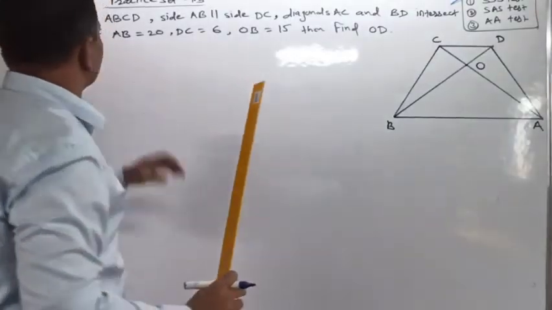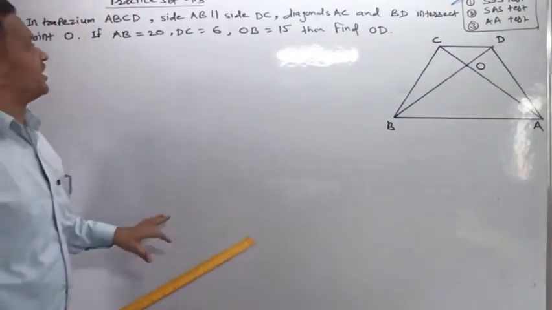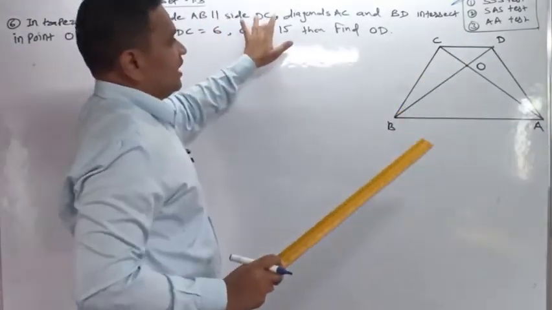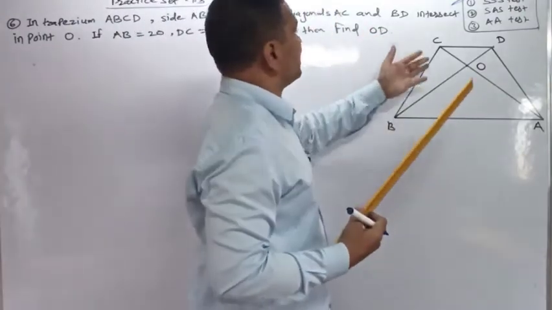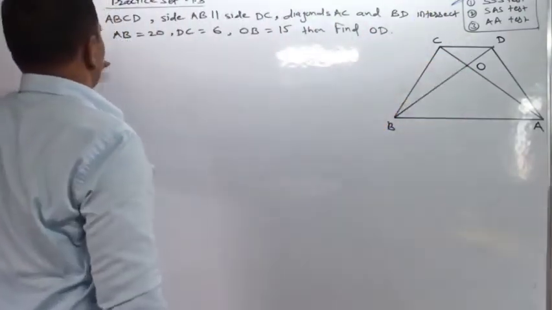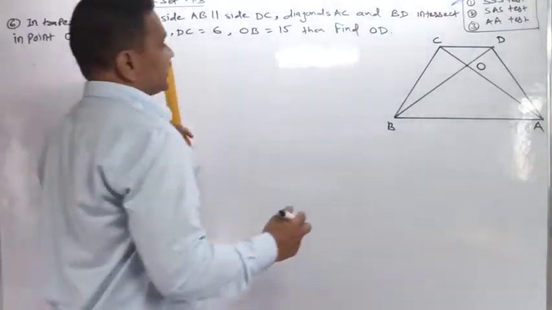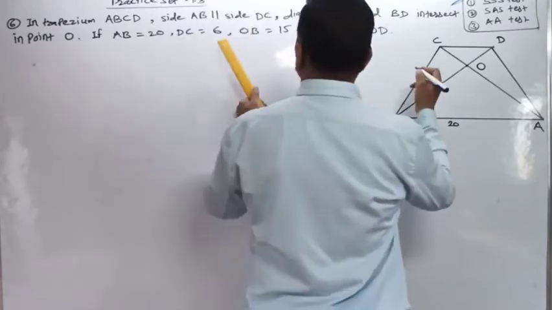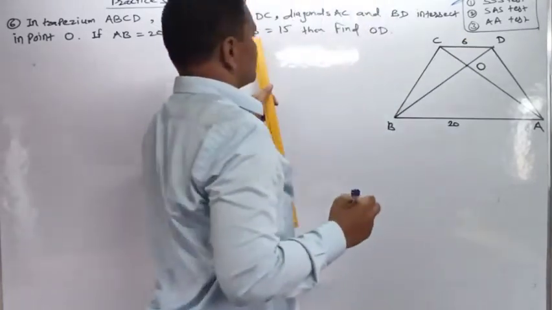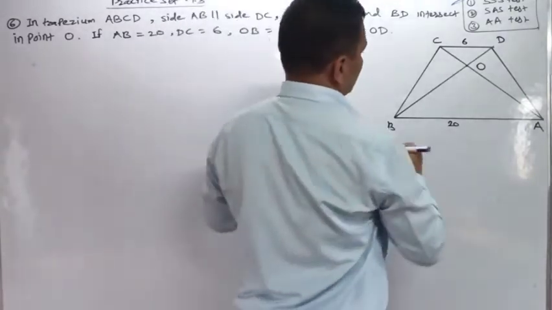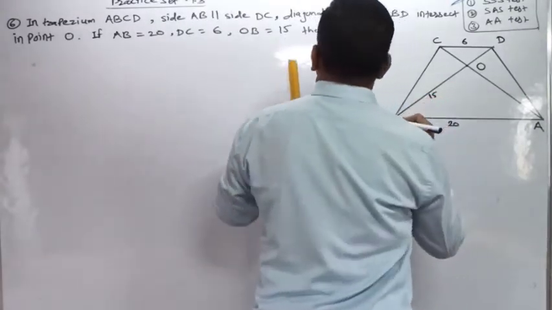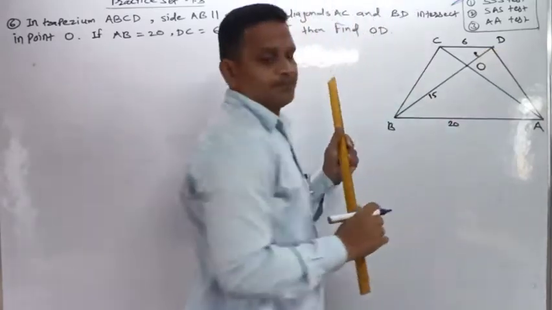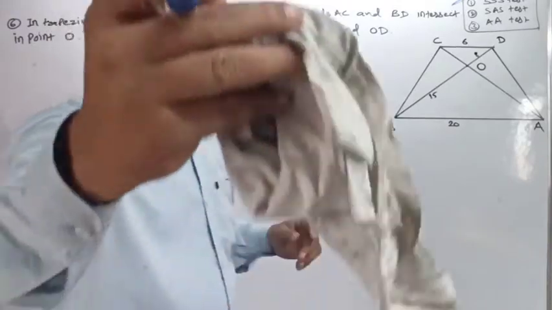Now what is here in the sixth example? In trapezium ABCD, side AB is parallel to side CD. Diagonals AC and BD intersect each other at point O. If AB equal to 20, DC equal to 6, OB equal to 15, then find OD. Understand? Find the value of OD. We must find the value of OD.